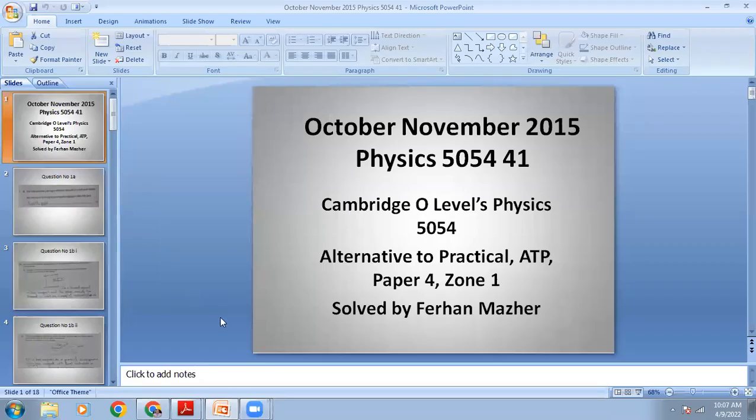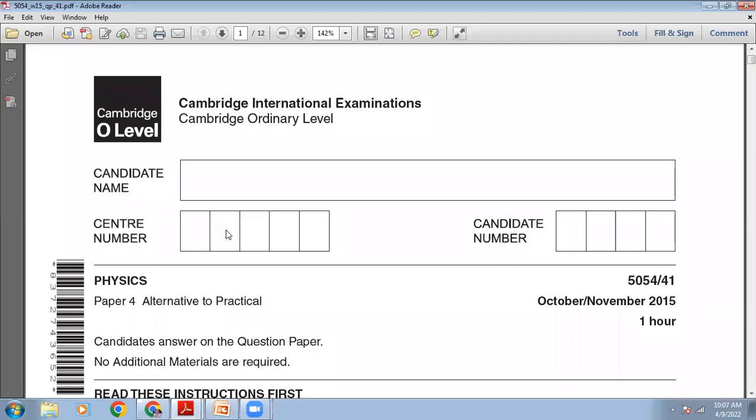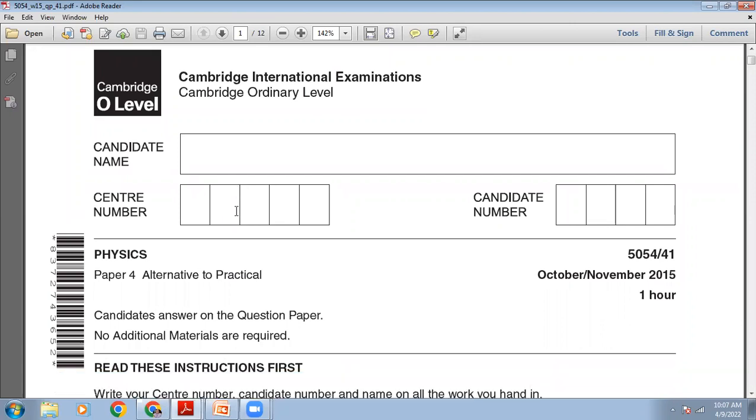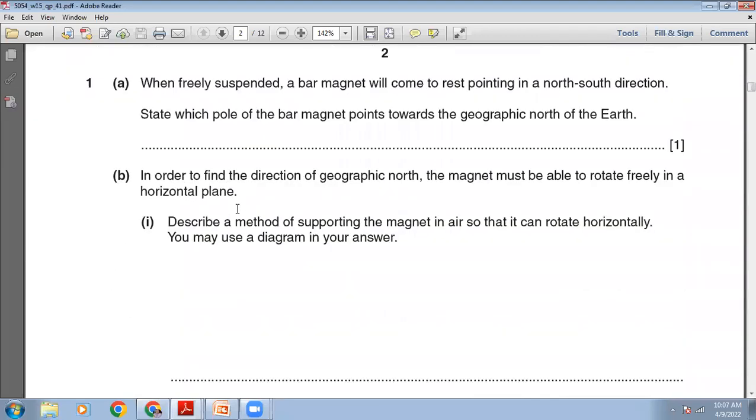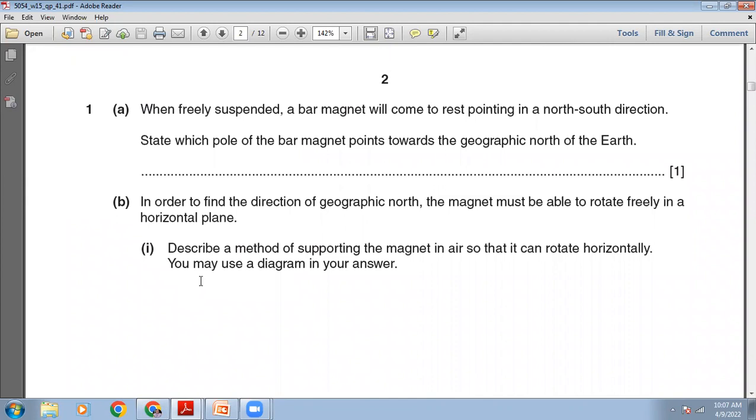So let's start today's paper, and here comes the question paper. October/November 2015 4-1. The time allowed for this paper is 1 hour. Okay, so question number 1: when freely suspended, a bar magnet will come to rest pointing in a north-south direction. State which pole of the bar magnet points towards the geographic north of the Earth.